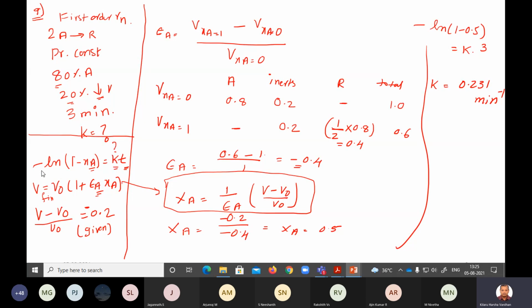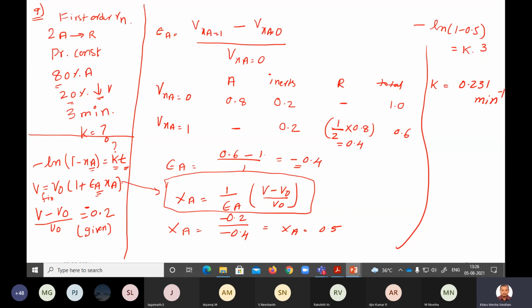But this is for a constant volume batch reactor, and we know it is variable volume. For a variable volume, V is V naught into (1 plus epsilon A XA). We need to find out this epsilon A. How to calculate it? We first calculate epsilon A, which is V at XA is 1 minus V at XA is 0, divided by V at XA is 0. Let us put it in a tabular column.